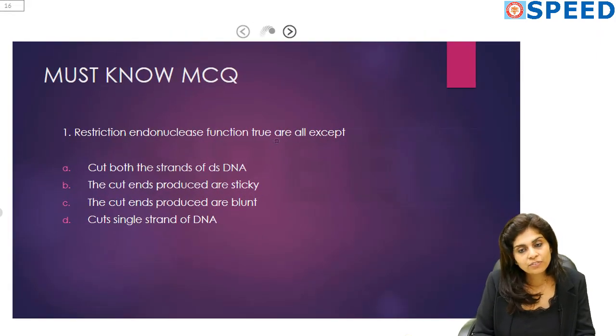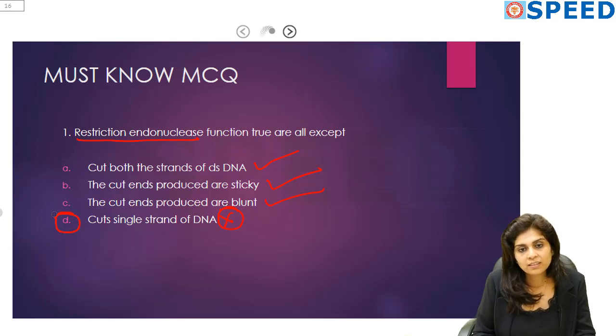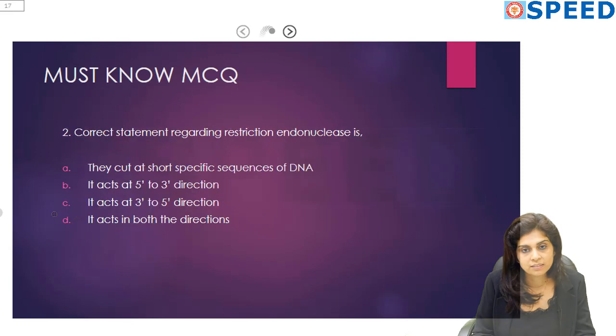Restriction endonuclease function, true or all except. Does the enzyme cut both the strands of double-stranded DNA? I showed you clearly that it cuts both the strands. The cut ends produced are sticky, sometimes yes. The cut ends produced are blunt, sometimes yes. Do these enzymes cut single strands of DNA? No. So true or all except, your answer should be it cuts single strand of DNA.